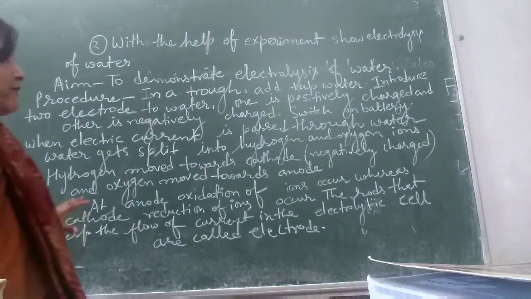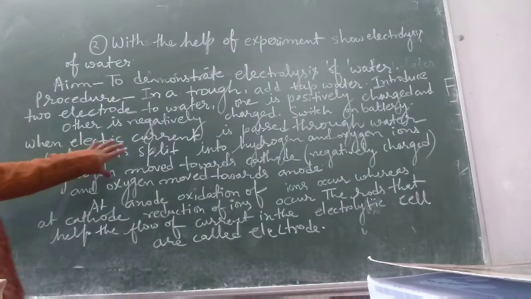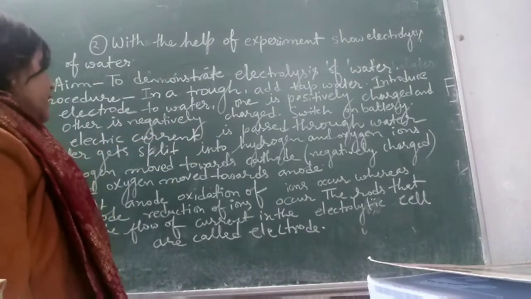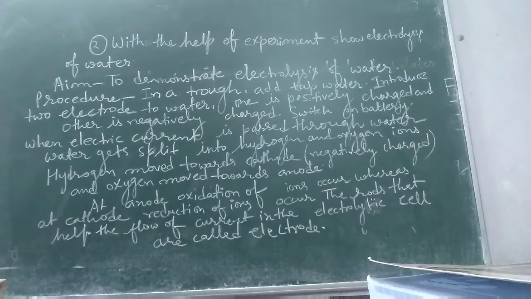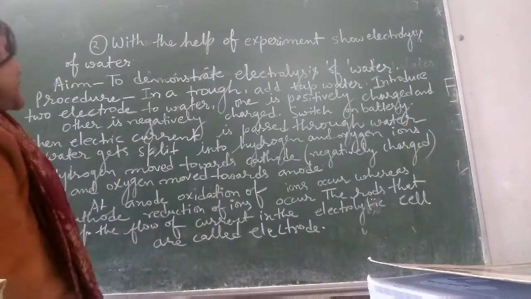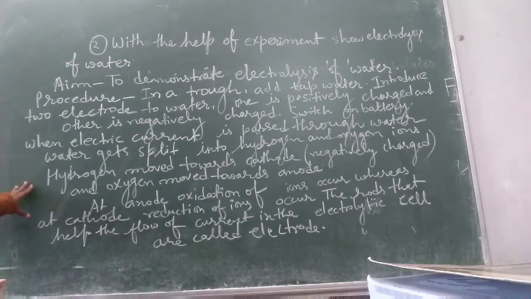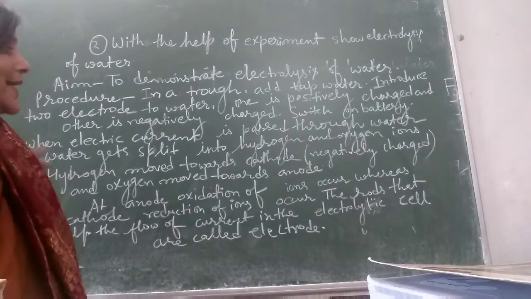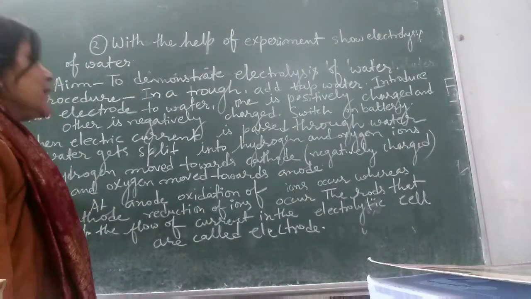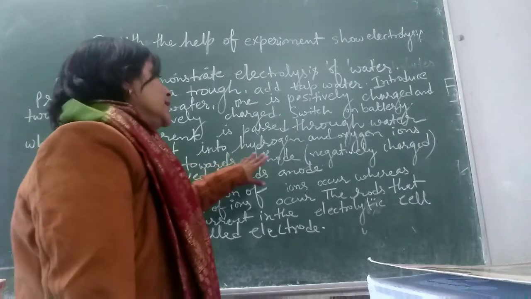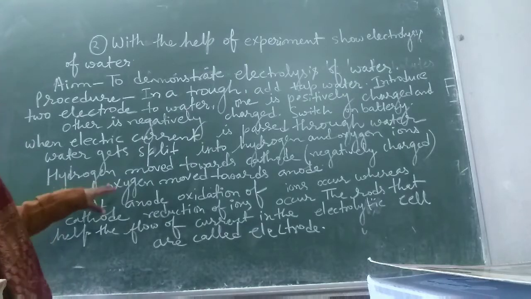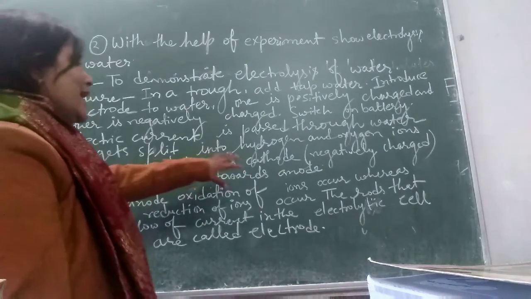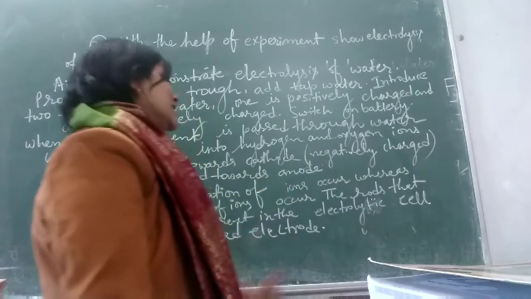Now switch on the battery. When electric current is passed through water, water gets split into hydrogen ions, H plus, as well as OH minus ions. Through the OH minus ion, oxygen gas is released. Hydrogen moves towards the cathode because hydrogen is positively charged, so it moves toward the negatively charged electrode, the cathode. And oxygen, which has a negative charge, moves towards the anode because the anode is positively charged.